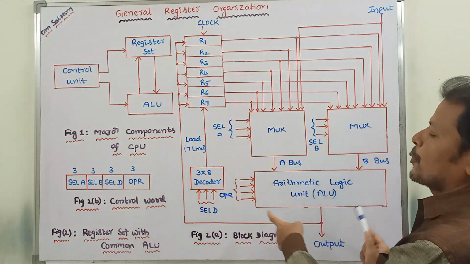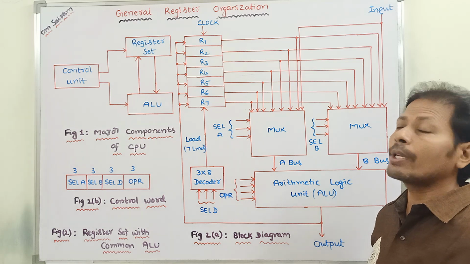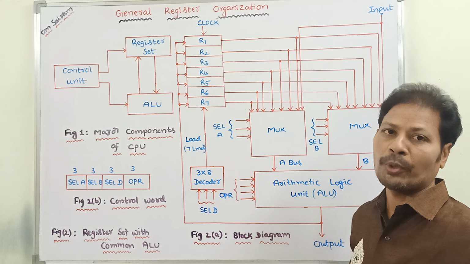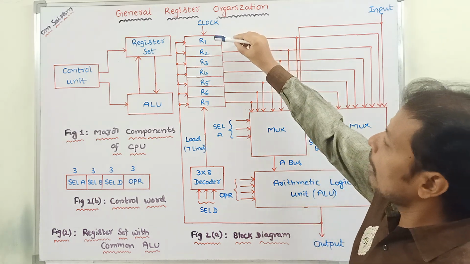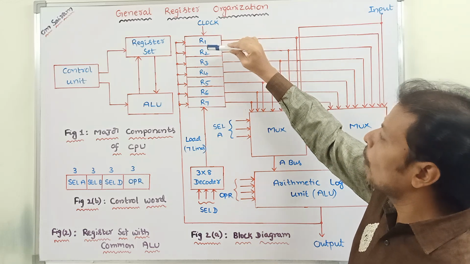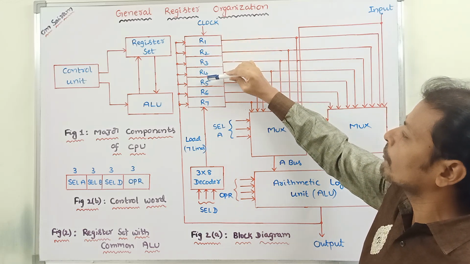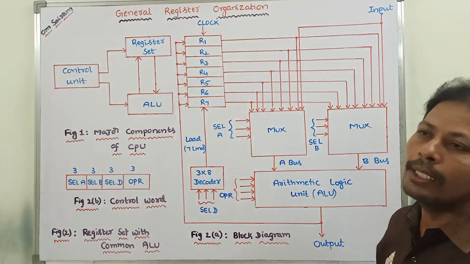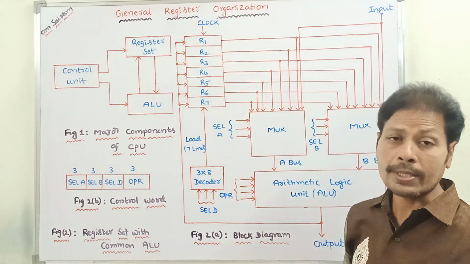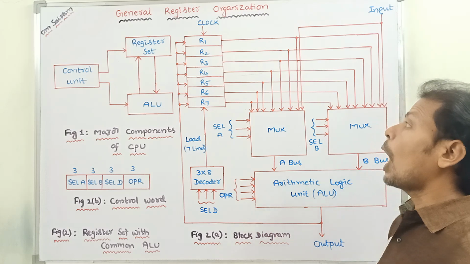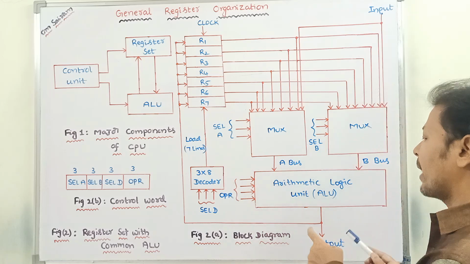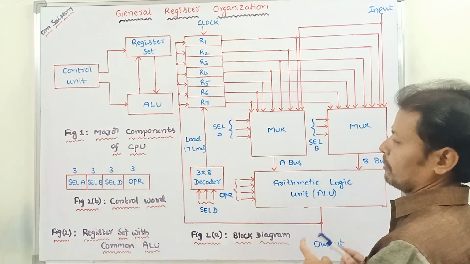This diagram shows the organization of 7 CPU registers within the CPU. So these are the 7 processor registers: R1, R2, R3, R4, R5, R6, R7. These 7 registers are called processor registers. How they are organized can be explained with this block diagram.